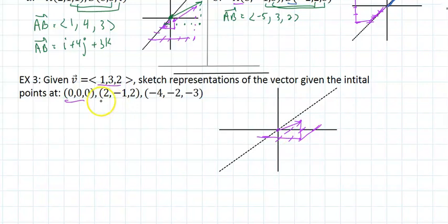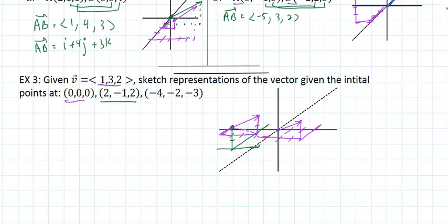Now, if I take this point, if I am at the point 2, negative 1, 2. If I started right there, then this vector would move 1 in the positive x direction, 3 in the positive y direction, and 2 up. And that vector representation would be right there from that point.